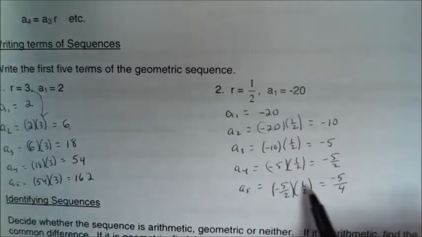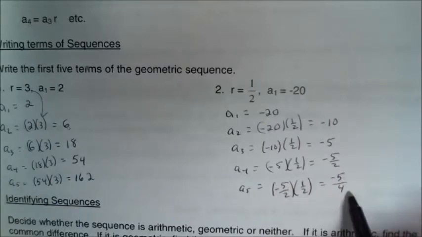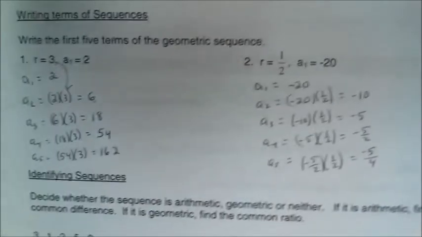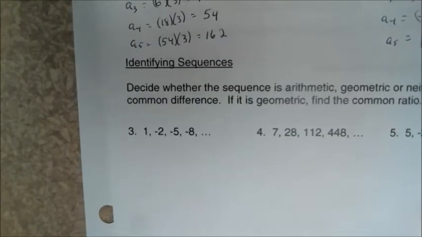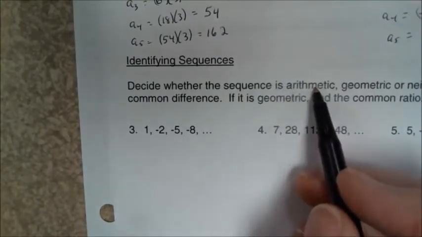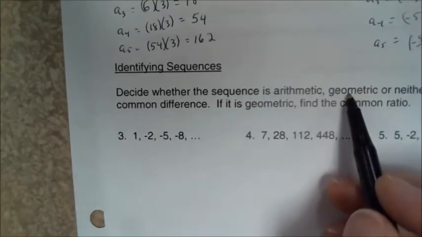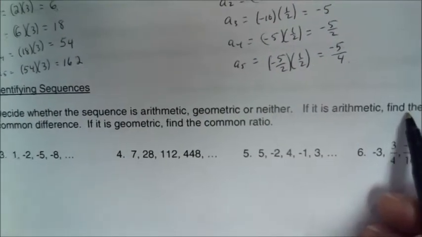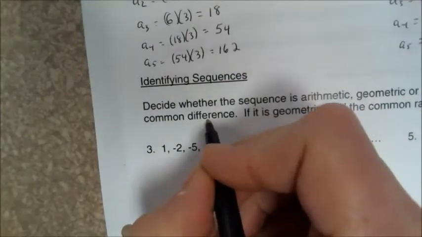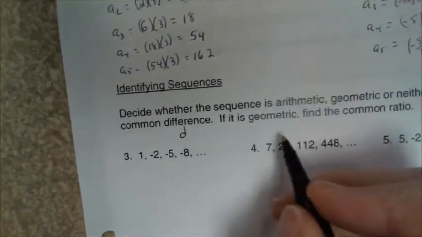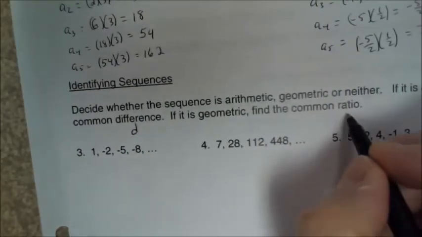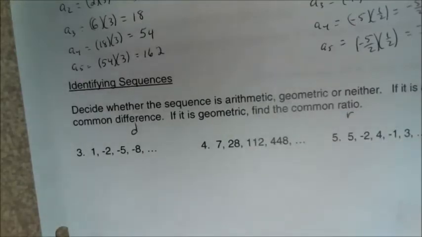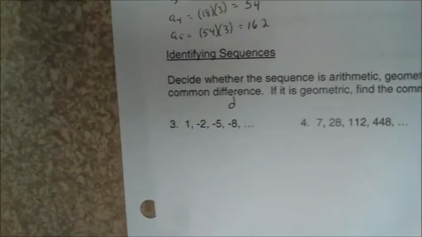Because when you multiply fractions, multiply the tops, multiply the bottoms. So that's how you get the first 5 terms of a geometric sequence. Now in the next section, what we're going to figure out is whether the sequence is arithmetic or geometric or neither. If it's arithmetic, we have to find the common difference, and remember the common difference is called D. If it's geometric, we're going to find the common ratio, which we call R. So we've got to figure out what's what here.